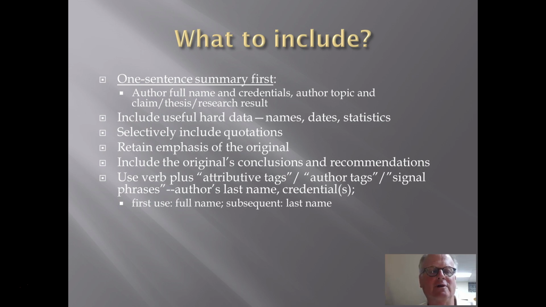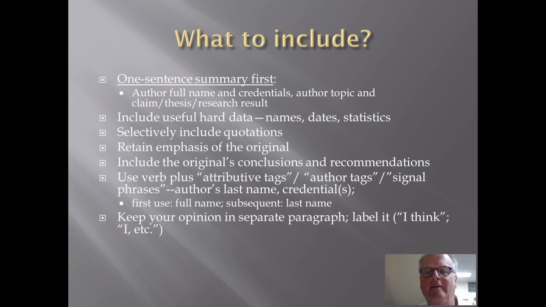The first time you use an author, you use their full name, Robert Smith, and then in subsequent references to them, you just use their last name, Smith. You never refer to an author by his or her first name only. Okay, we're not in third grade anymore.